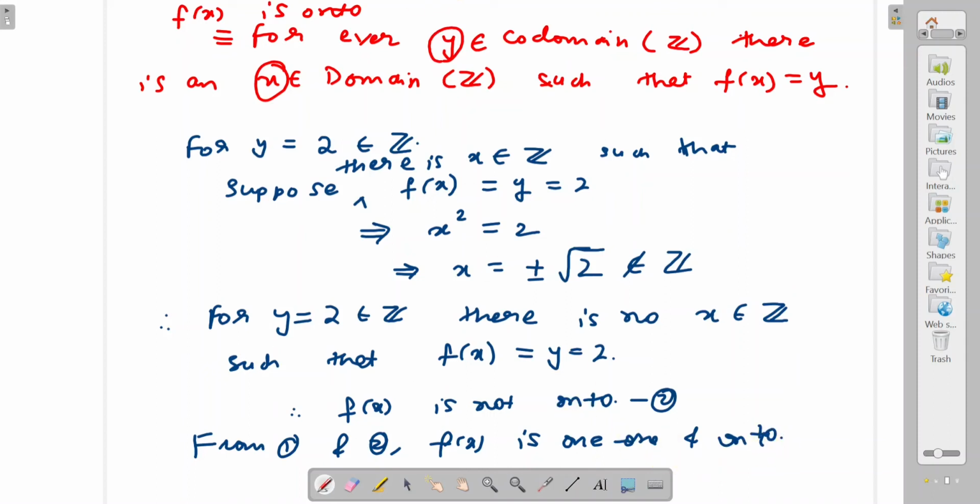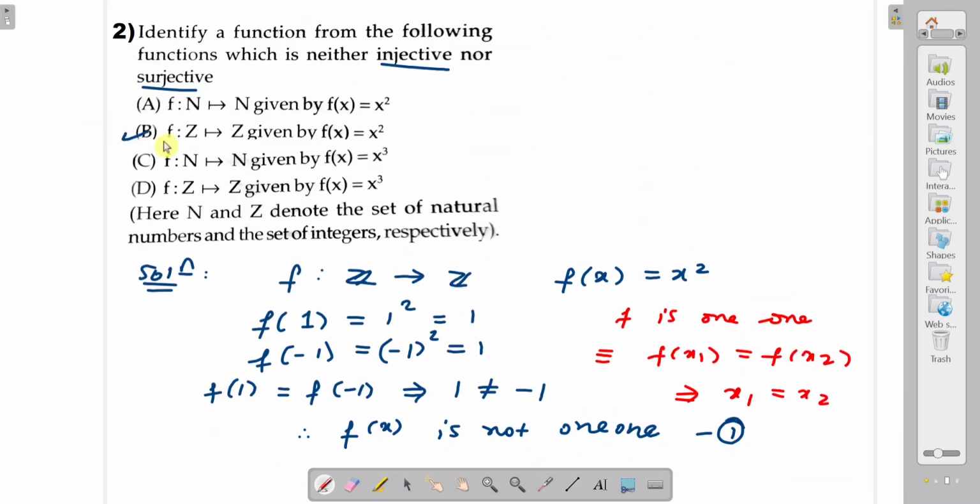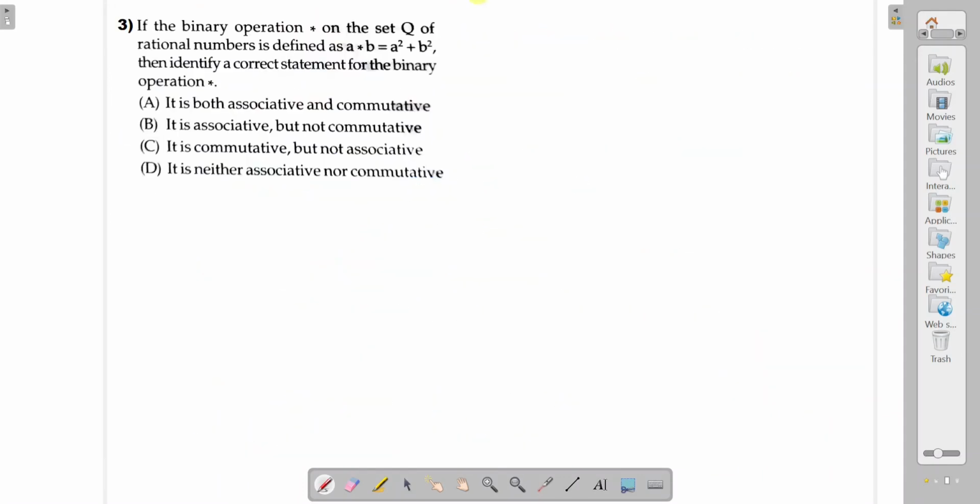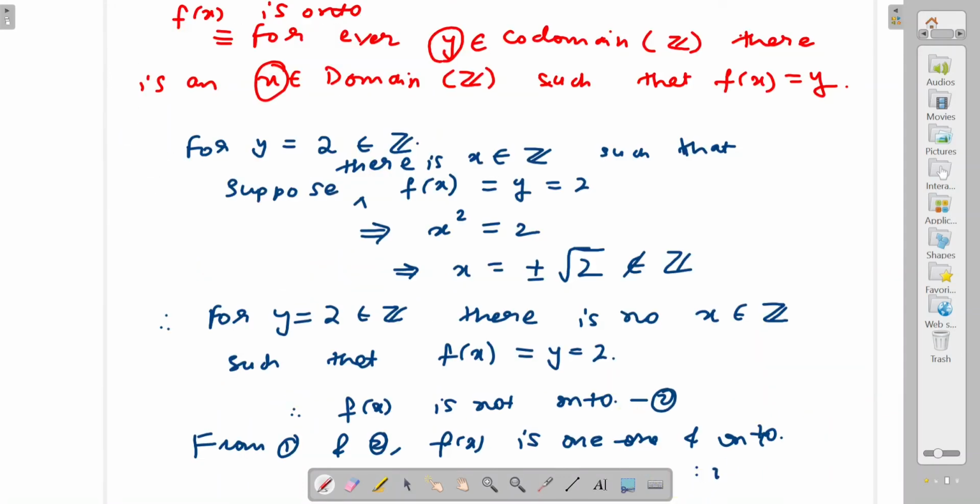So which option is correct? Option B. For this function we are getting that f(x) is neither 1-1 nor onto. No need to check all the other functions. For all the other functions you will get either 1-1 or onto, or you may get both. But for this function B we are getting neither 1-1 nor onto, so option B is correct. Therefore option B is correct.